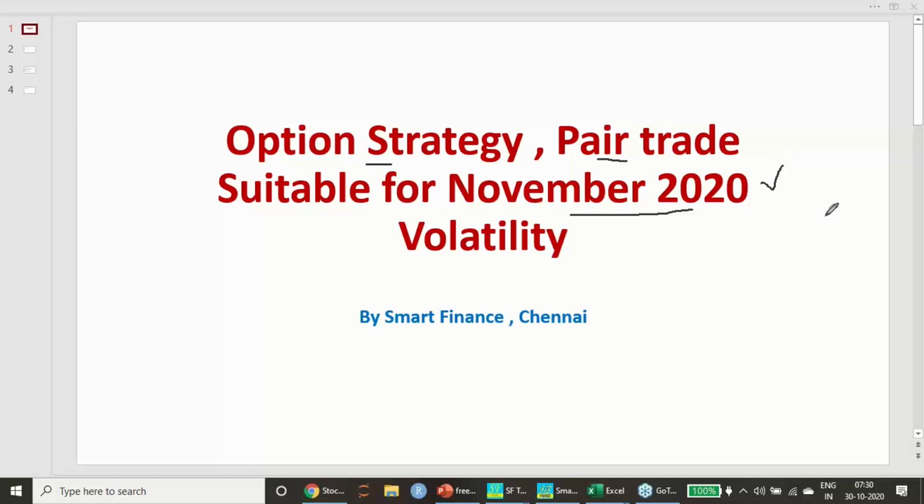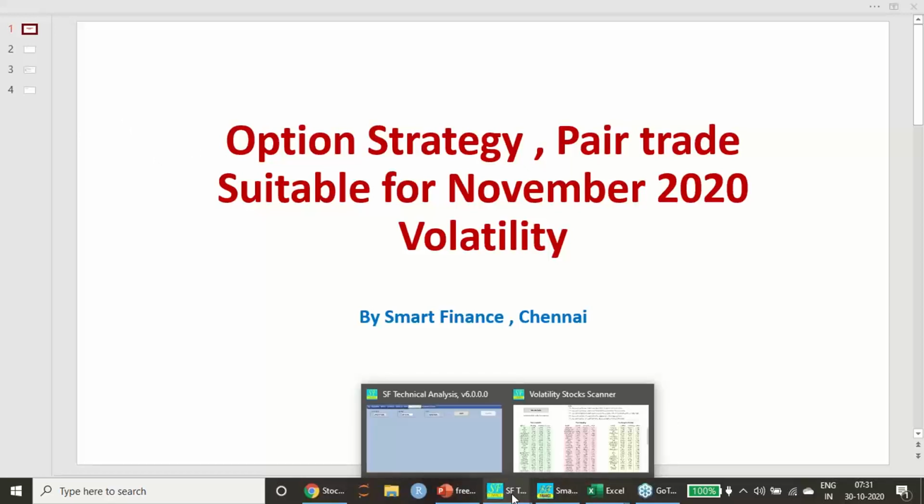Why is this November 2020 so important? Because in the first week of November 2020, you have the Bihar state election as well as the USA election. These two are the major political events which are going to trigger volatility in the market, and we can experience some extreme volatility in this particular time. So how we can take benefit of this particular moment, that I am going to discuss.